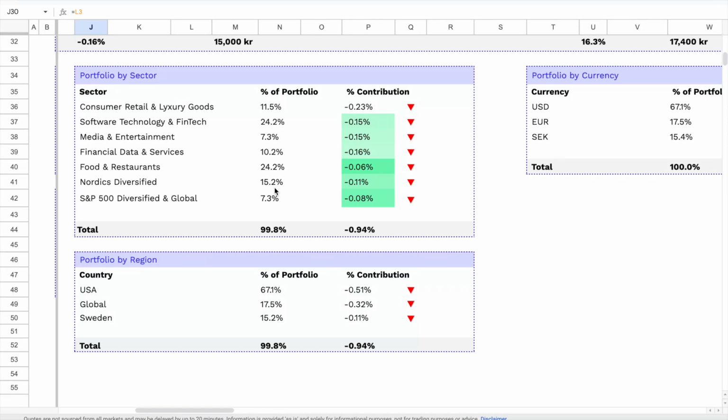It's not only about different types of stocks or funds, it's about the whole picture. Which sectors, which categories are driving the performance of your portfolio for that particular day.